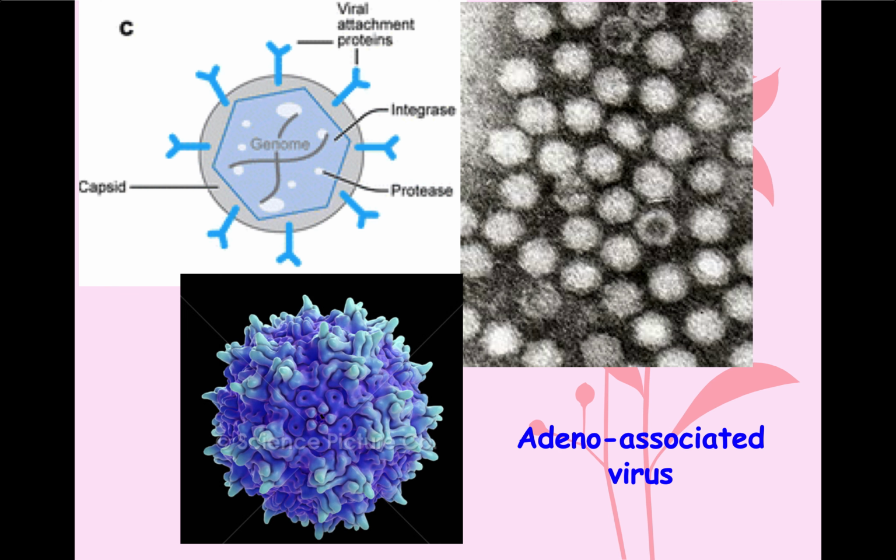So this is how AAV looks like. It's actually smaller in size as compared to the adenoviruses. Quite similar, but it's not really icosahedral. It's more towards spherical in shape.